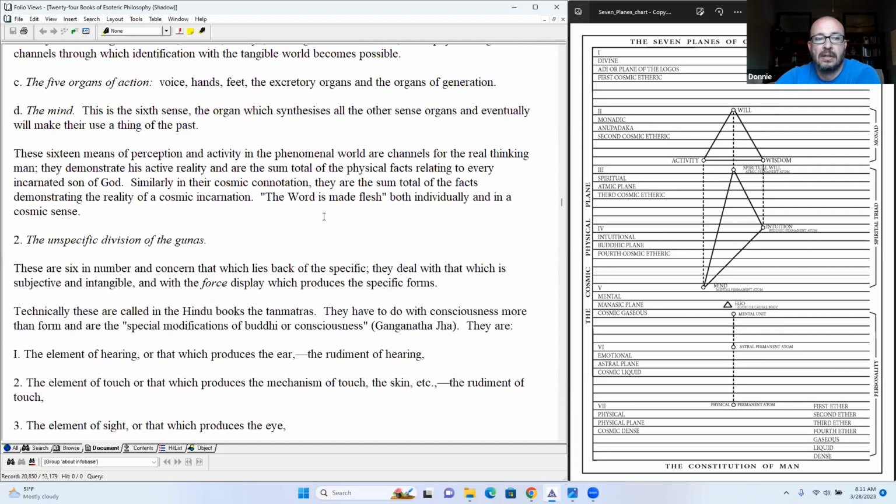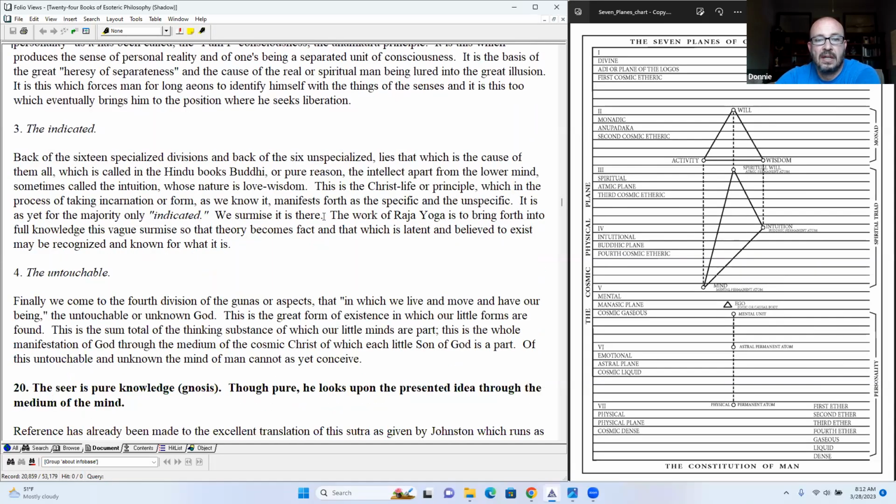Then you're looking at the specific and the unspecific and the indicated. The work of Raja Yoga is to bring forth into full knowledge this vague surmise, so that theory becomes fact, and that which is latent and believed to exist may be recognized and known for what it is. And how do we do that? By doing exactly what we're doing right now, by studying and by being quiet and meditation, spiritual reading, and being quiet and allowing these processes to come through here. And we would learn this once we hit these levels. Certainly, we would. This is when, at some point, these things would really be understood, right?